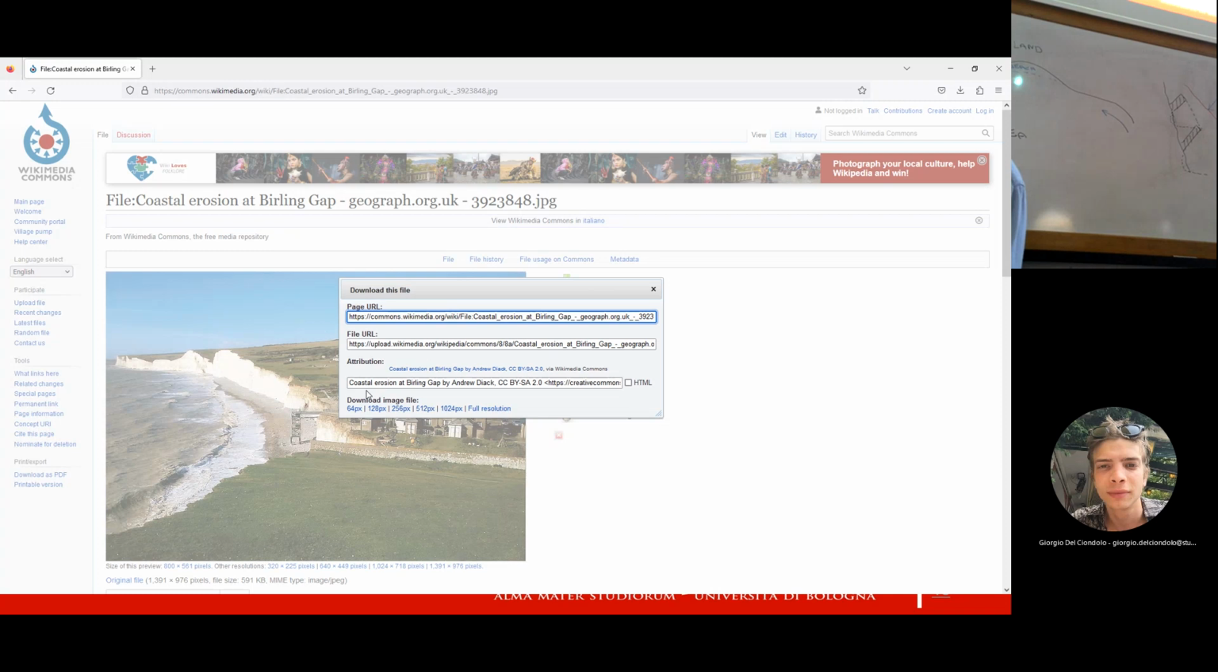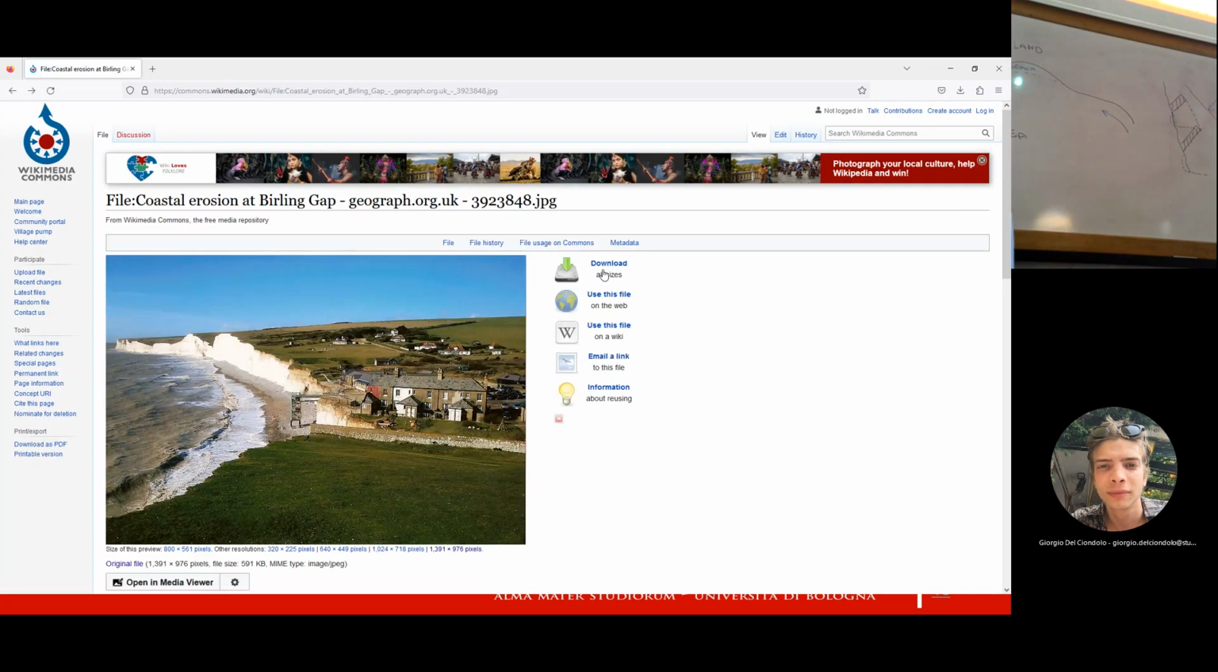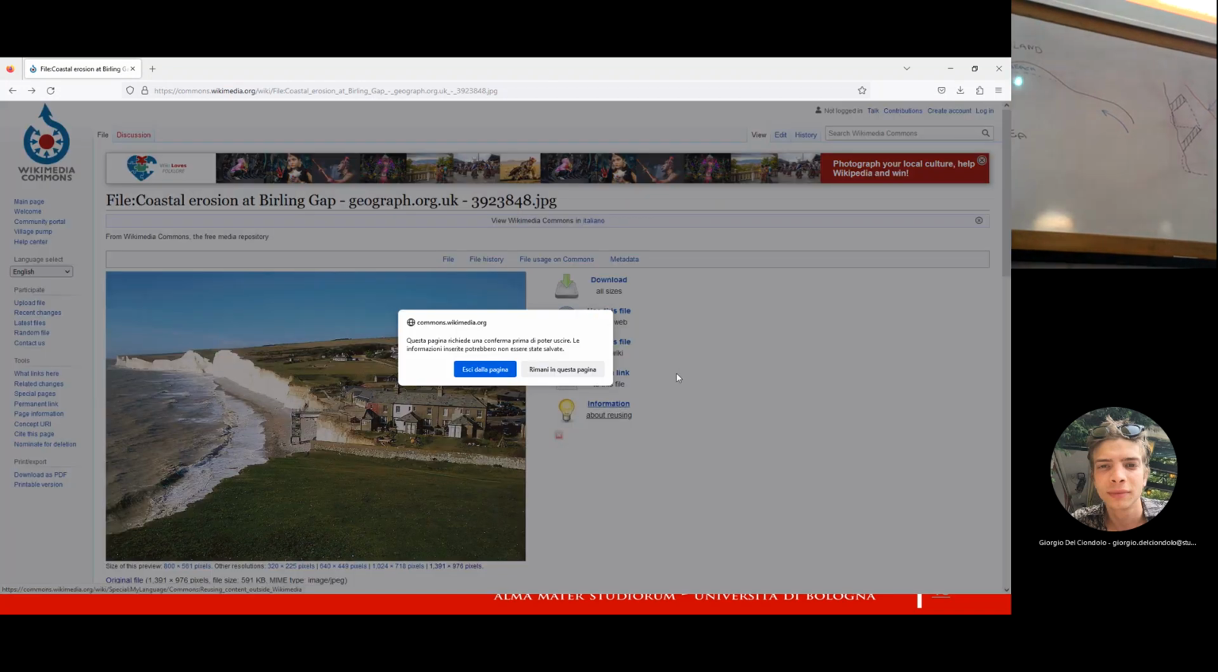And you can also modify these pictures, but in most cases you need to provide the attribution. If you click on full resolution, usually they are very large files, so I don't usually use the full resolution, while I take care of the attribution. Also, there is information about reusing, if you look at this, et cetera.